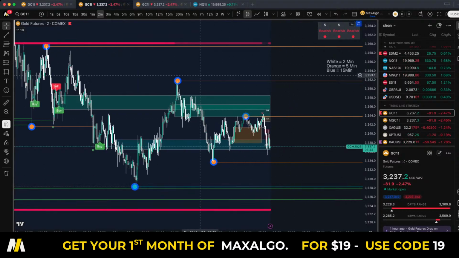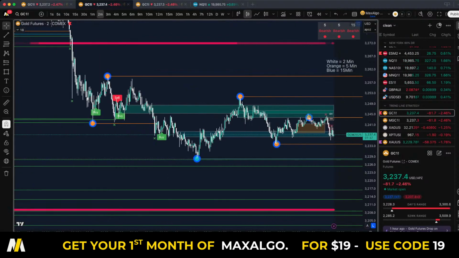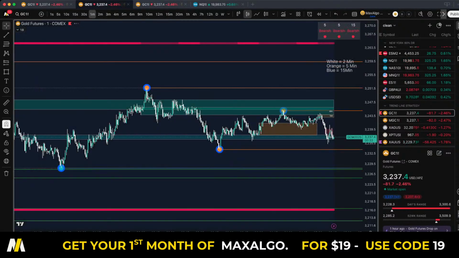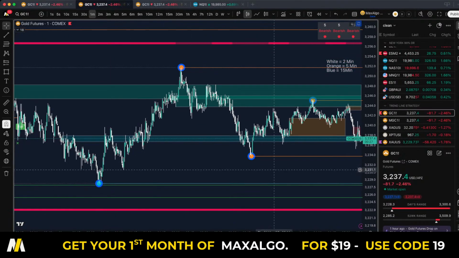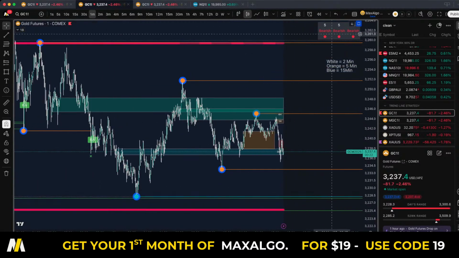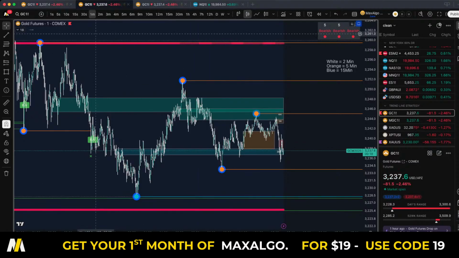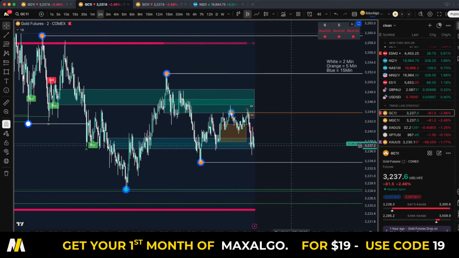So bias is bearish on structure. Right. There's our structure. Do you know what? I might just have to change it to 6 minutes, just because the 2 minute chart doesn't fit in 100%, does not like that high.